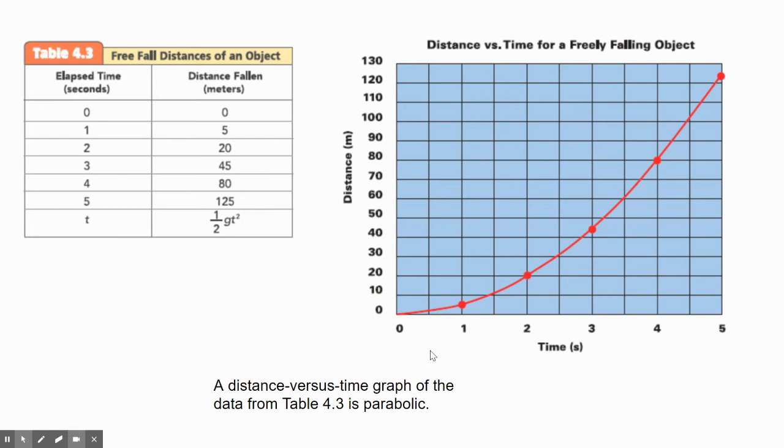Here's the free fall distance of objects again. This time we'll go ahead and graph it. So the distance versus time, this should be familiar to us from using the Pascal motion cards. So it is parabolic.